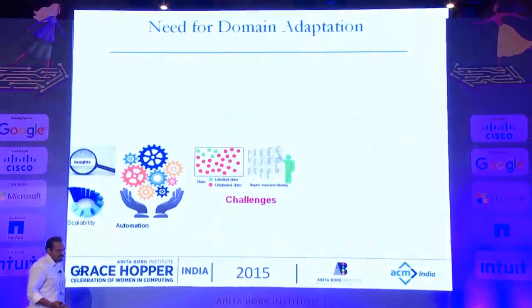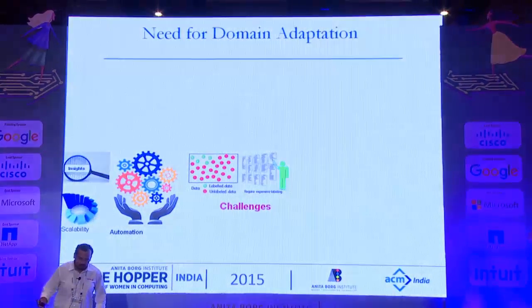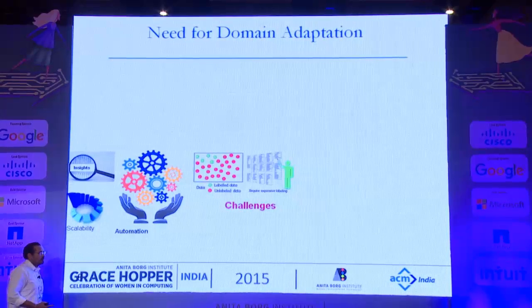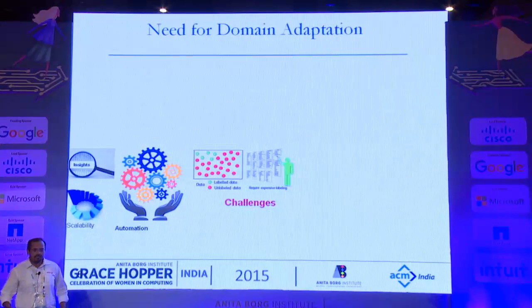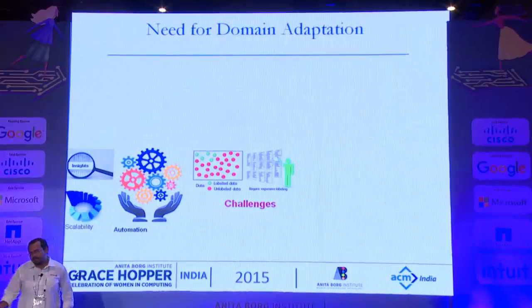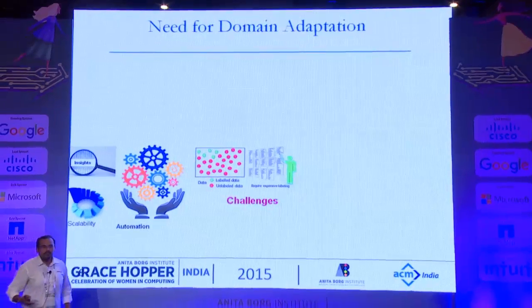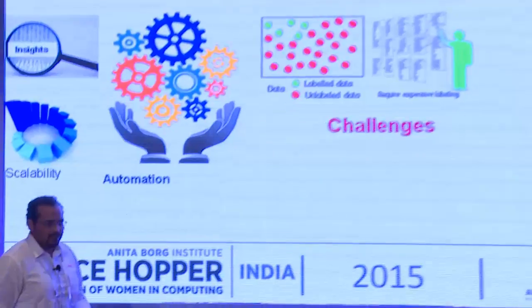But there are a lot of challenges, as we discussed, right? Some of the challenges are that whenever you apply a machine learning algorithm to a new domain or a new task, the data in the new task is always unlabeled, right?